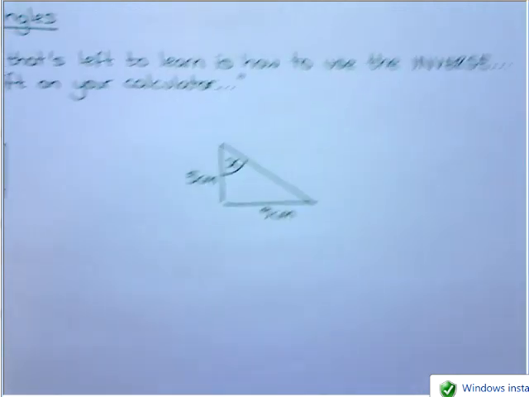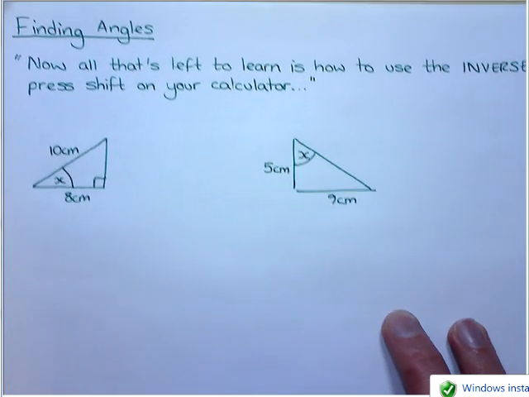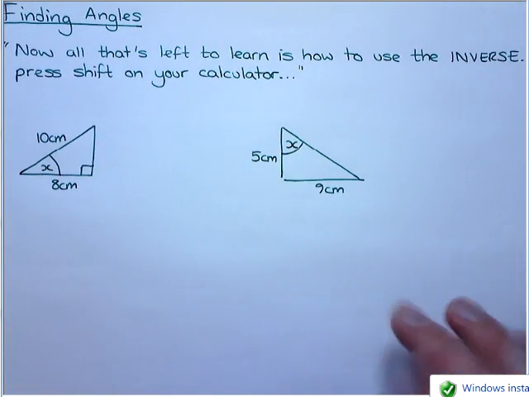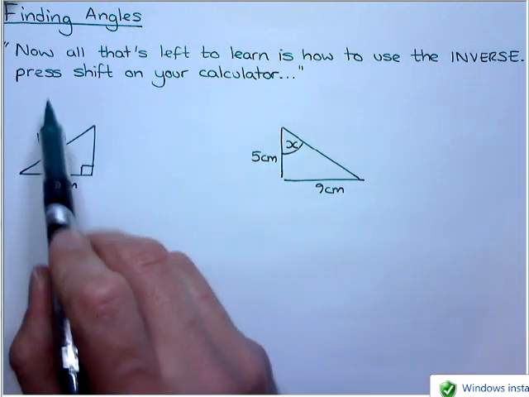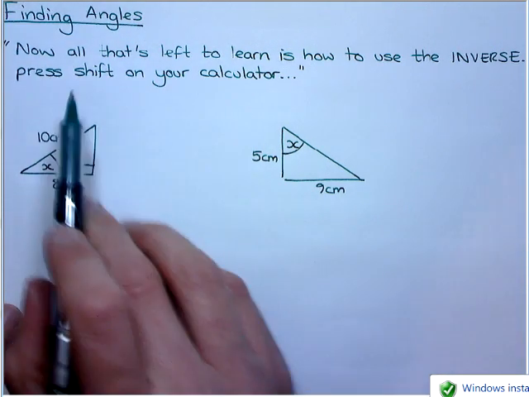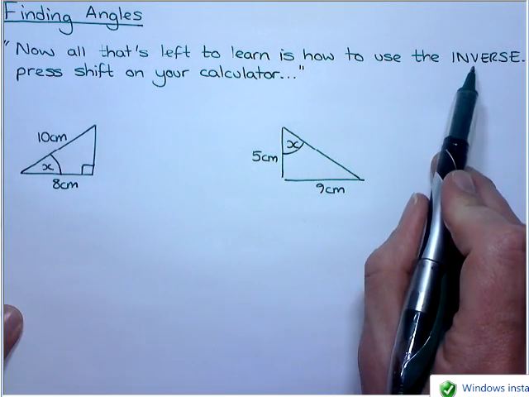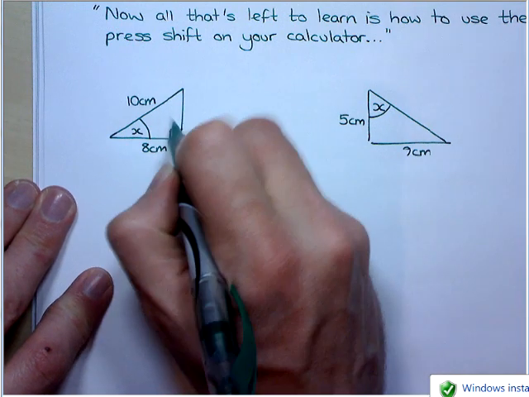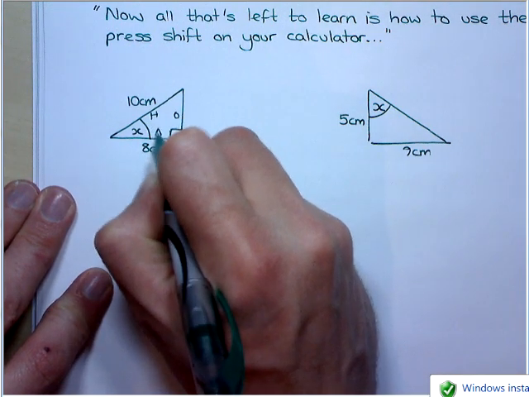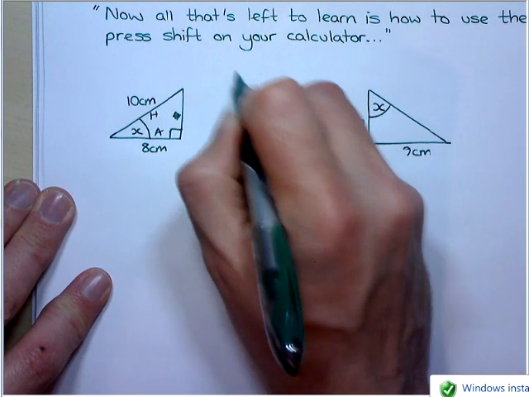Now, when we go to find angles, in my song, I say this. I'll just zoom out so you can see it all. Now all that's left to learn is how to use the inverse. Then there's some other words. Then it tells you to press shift on your calculator. So when we find angles, we have to remember to press shift on our calculator, and that's called using the inverse. So opposite, hypotenuse, adjacent. The opposite is not being used, so it's the A and the H. I'll write it again on this page because we don't have it.